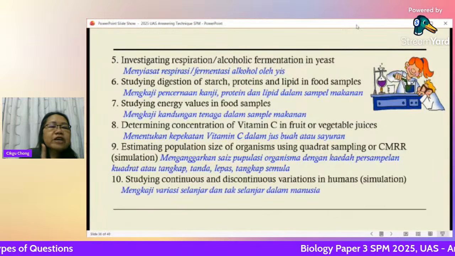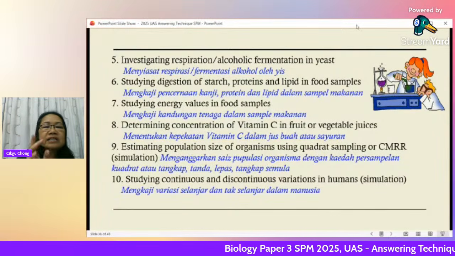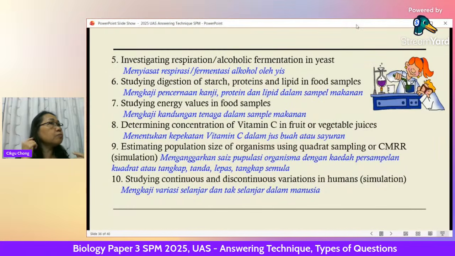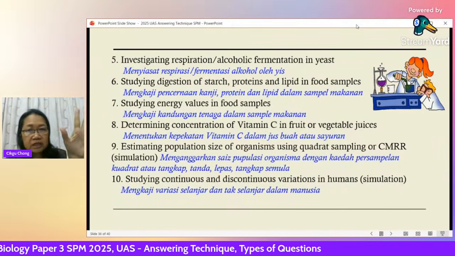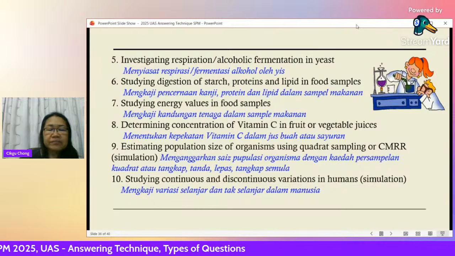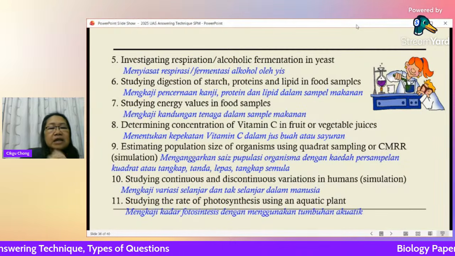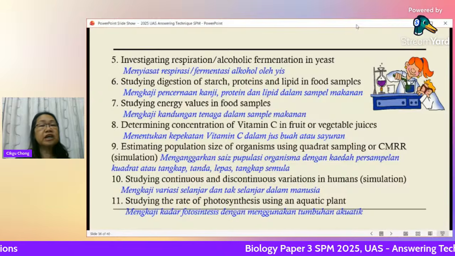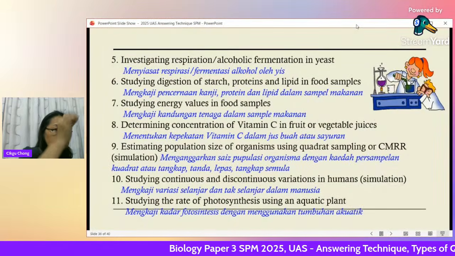Studying variation, continuous and discontinuous variation in humans. Simulation also: they give you a picture of different types of earlobes, or different types of fingerprints. And number 11, this one came out last year, so I put it in there. Studying the rate of photosynthesis using an aquatic plant, usually hydrilla, and then you measure the bubbles that are released.